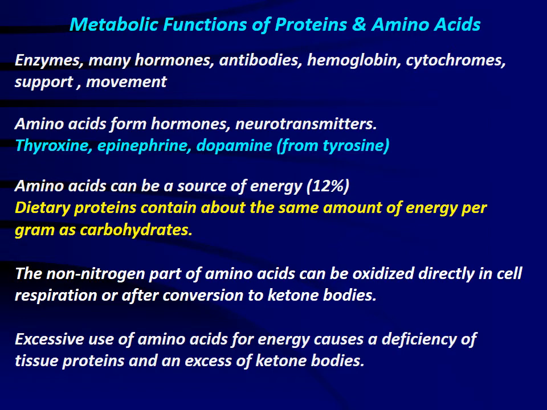Amino acids form hormones and neurotransmitters. Example: thyroxine, epinephrine, dopamine. Amino acids can be a source of energy. Dietary protein contains about the same amount of energy per gram as carbohydrates. The non-nitrogen part of amino acids can be oxidized directly in cell respiration or after conversion to ketone bodies. Excessive use of amino acids for energy causes a deficiency of tissue proteins and an excess of ketone bodies.